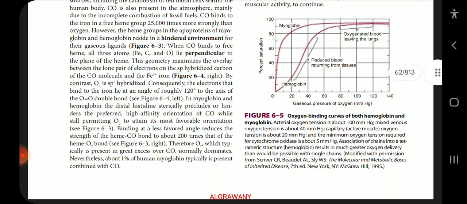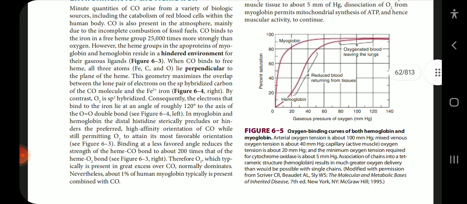Okay. In figure 6.5, we can see that oxygen binding curves of both myoglobin and hemoglobin are given. The arterial oxygen tension is about 100 mmHg, mixed venous oxygen tension is about 40 mmHg, capillary active muscle oxygen tension is about 20 mmHg, and the minimum oxygen tension required for cytochrome oxidase is about 5 mmHg. Association of the chains into tetrameric structure hemoglobin results in much greater oxygen delivery than would be possible with single chains.